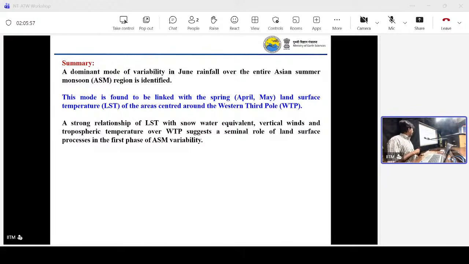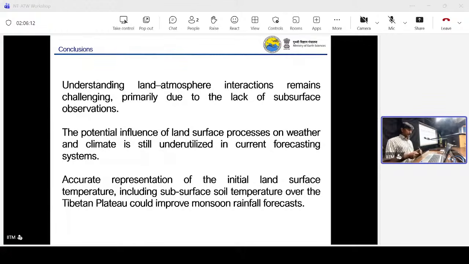So, in summary, we found the dominant mode of variability in June rainfall over the entire Asian summer monsoon region, and this is linked with the spring land surface temperature over the Western Tibetan Plateau. Finally, understanding land-atmosphere interactions remains challenging, as I mentioned, primarily due to the lack of surface observations, so we often use models to test our hypotheses. The potential influence of land surface in weather and climate is probably not utilized fully. We tested recently, though I have not shown it here, that when you don't initialize the land surface in seasonal forecasting, there is no change in skill. So basically it is not affecting skill, and we are probably not able to exploit the predictability arising from the land surface. We need some improvement there.